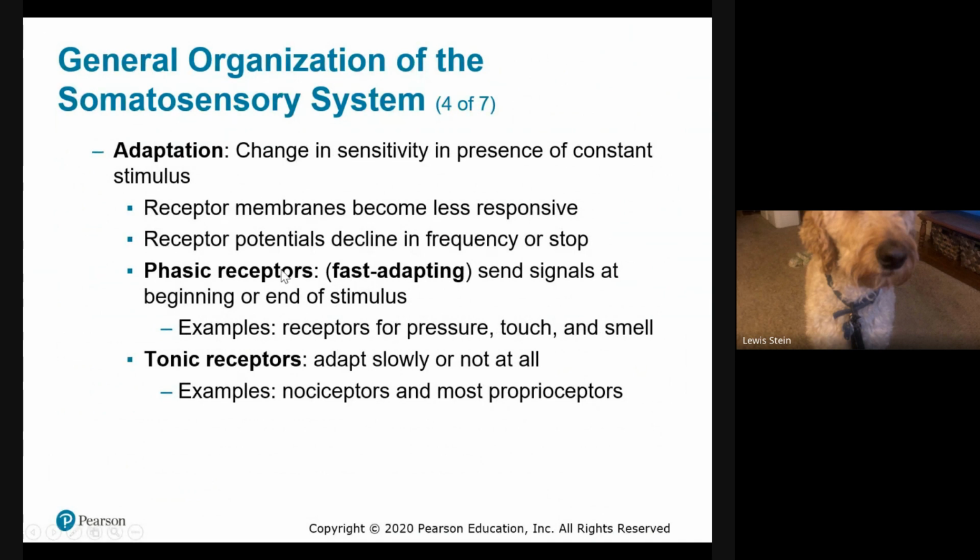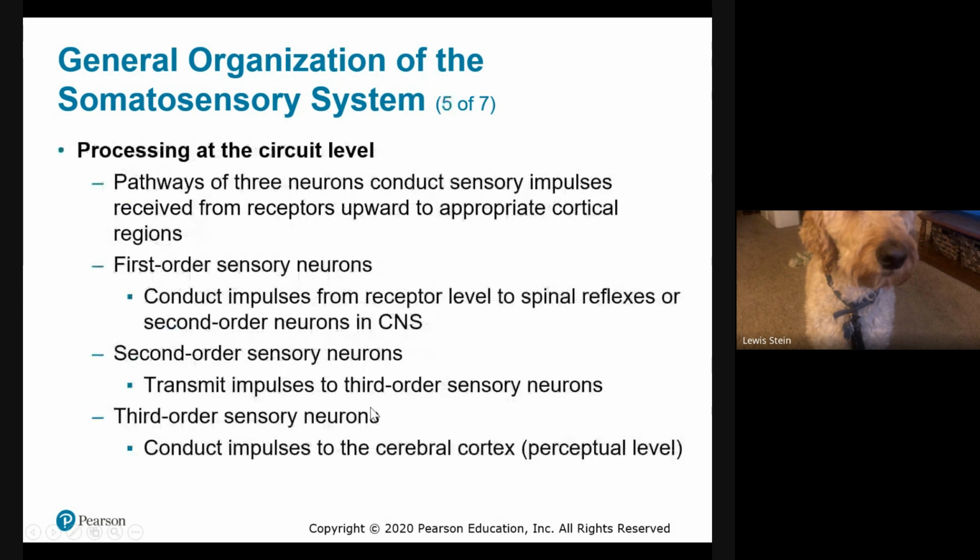And we have different kinds of receptors. And again, this is more physiology. Phasic ones are faster, tonic ones are slower. We'll review that. So as you can see, there are some fast adapting ones. Okay, pressure, touch, smell, how quickly. When you touch something, you know you touched it and then it disappears. When you smell something, how relatively rapidly you adapt or adjust to it. Versus pain, which takes a little while. Okay, proprioceptors, pretty much a constant signal to know where your body is.